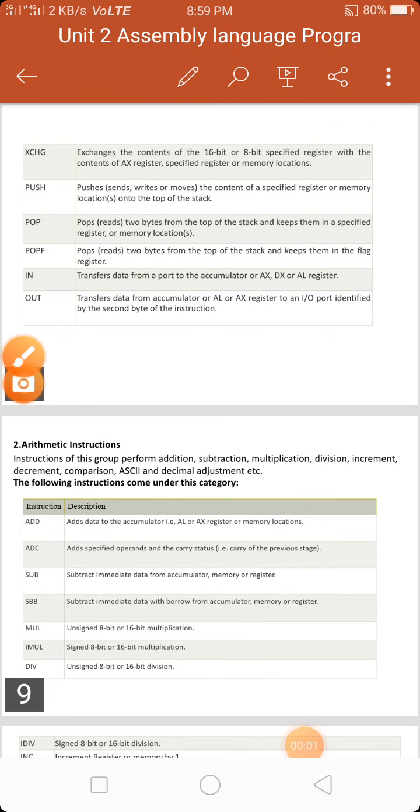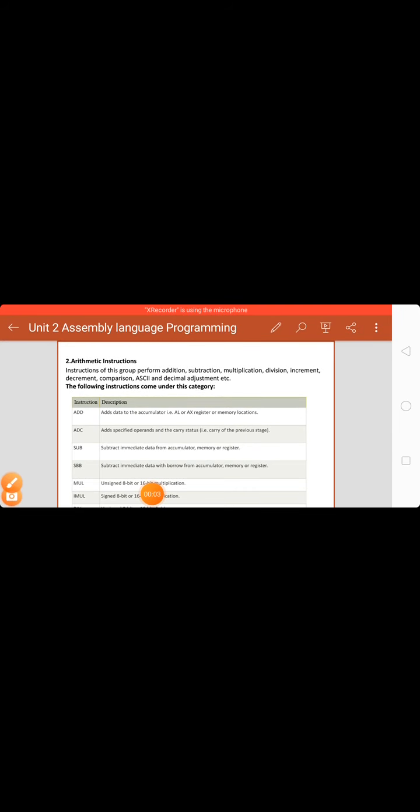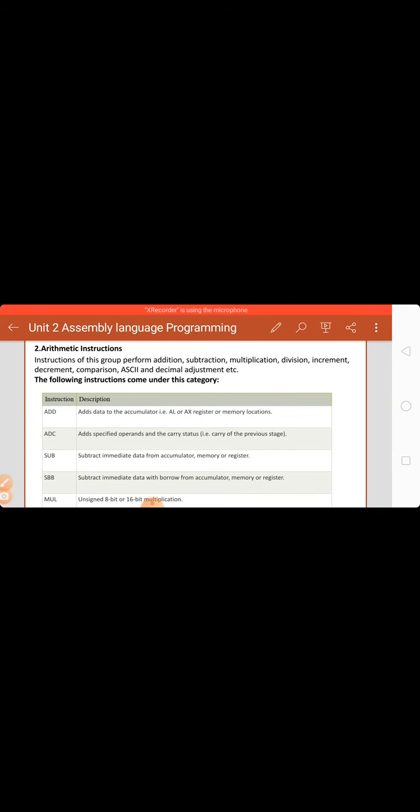So in this section, we have to learn the second instruction set, that is the arithmetic instruction set. Okay, so let us start now the arithmetic instruction set. Instructions of this group perform addition, subtraction, multiplication, division, increment, decrement, comparison, and ASCII and decimal adjustment, etc. The following instructions come under this category.